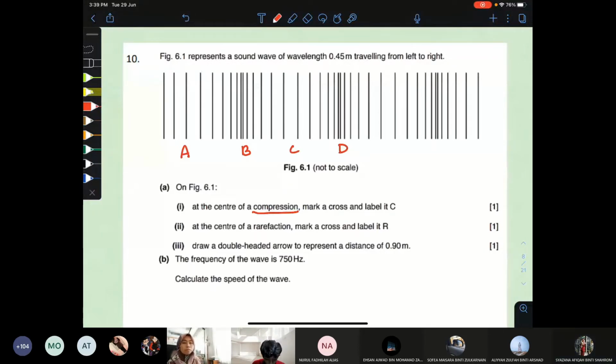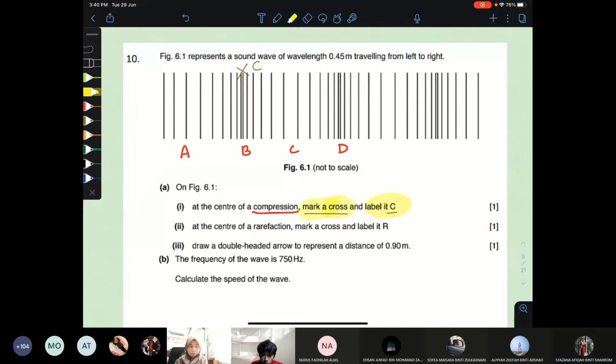You may want to answer here. It says mark a cross and label it C, so you must put a cross and then label C. So be careful. Read the question. It tells you to label, and it tells you to mark with a cross.